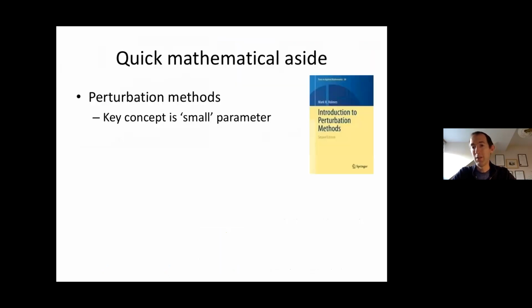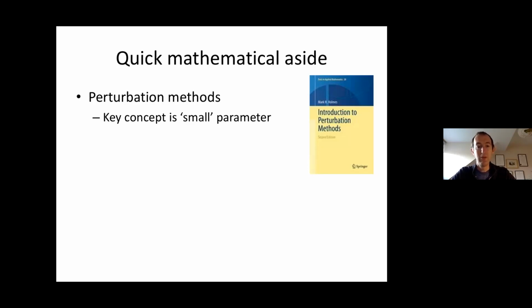So at this point, I'm going to do a quick mathematical aside. This is going to be quite brief, but for those of you who are interested, I just want to go through a little bit about how homogenisation works and how these multiple scales methods work. If you are interested in this, then the book on the top right is the one I would really recommend, by Holmes, Introduction to Perturbation Methods. This is what I recommend to my undergraduates when I give this lecture course.